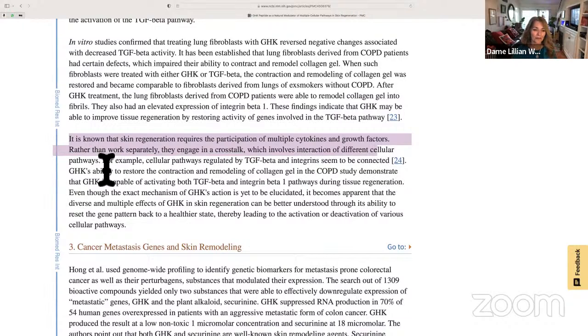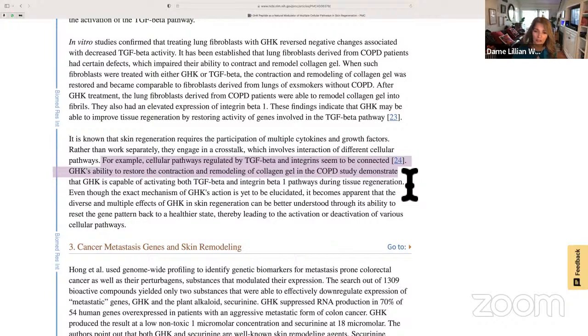For example, cellular pathways regulated by TGF-beta and integrin seem to be connected. GHK's ability to restore the contraction and remodeling of collagen gel in the COPD study demonstrates that GHK is capable of activating both the TGF-beta and the integrin betas. It's basically the two betas that are required for this repair to take place during this tissue regeneration process.